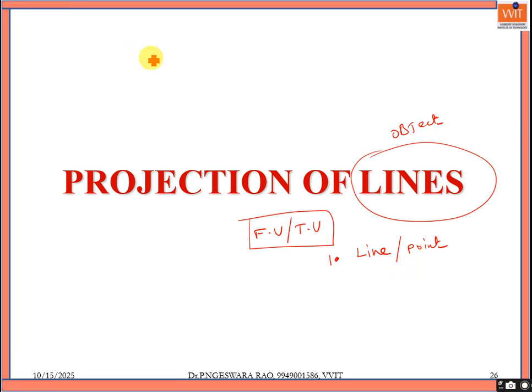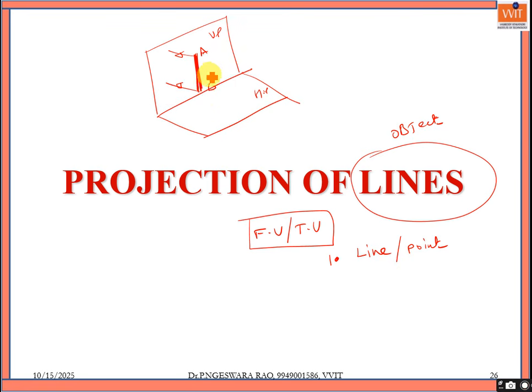Why? Because suppose we take a vertical plane and a horizontal plane. Now let us take this condition like this. We take this point as A and this point as B. Now we can see in the front view, this is the object, that is a line. The image or shadow will also be a line here. So in the front view the image is a line.